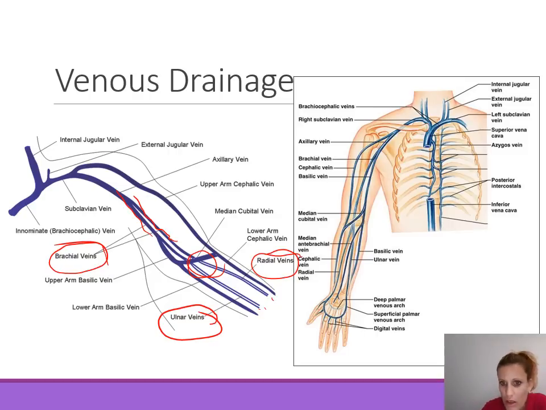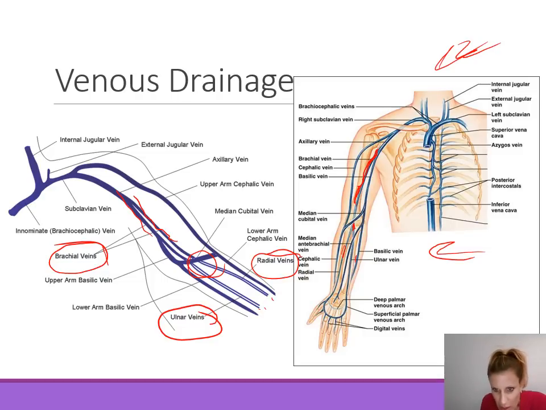Over here, you can see the deep veins, right? You have the radial, the ulnar, you can see them coming together at the elbow. You see the brachial, and the brachial comes up and eventually goes into the axillary. You also see the superficial veins really good on this one. This one's more accurate with the superficial veins.